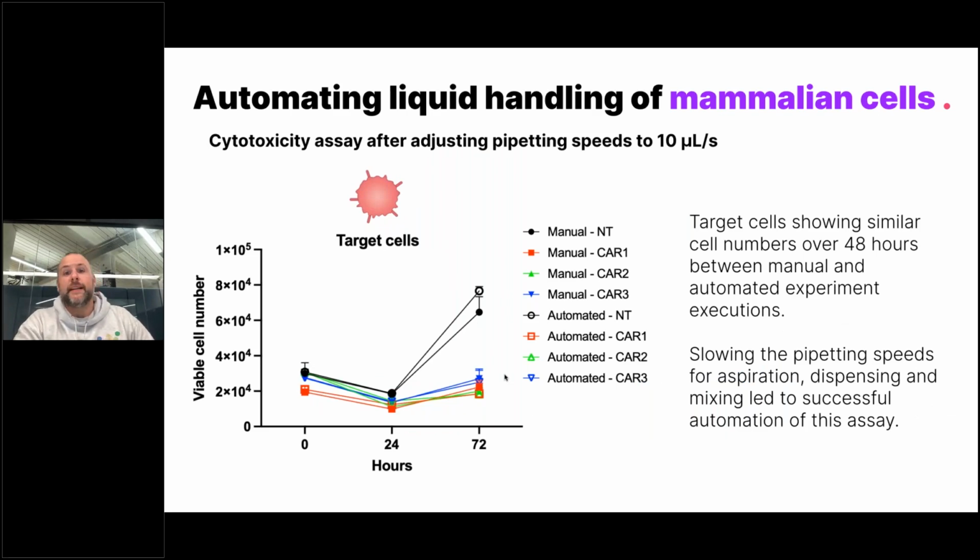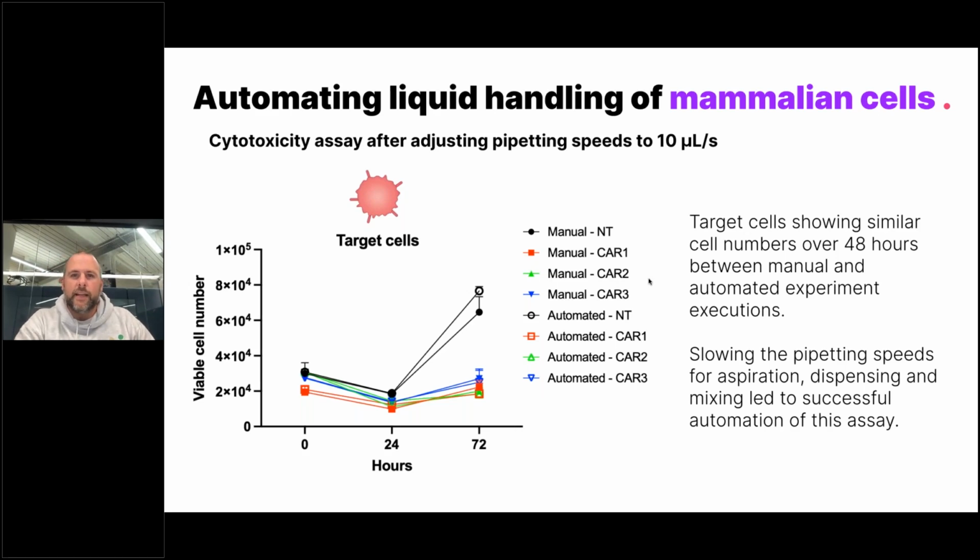And so we reduced the pipetting speed for the device from 37 to 10 microliters per second for all aspiration, dispense and mixing steps. This is the data for the cytotoxicity assay using the CAR T cells. The NT data, you can see it here in black, is the negative control for the assay, so it just uses the target cells. And you can see how after the reduction in pipetting speed, now there are similar results between the manual and automated protocols. This was a good result and meant that we could now use the automated cytotoxicity assay in our research, achieved by slowing pipetting speeds down.